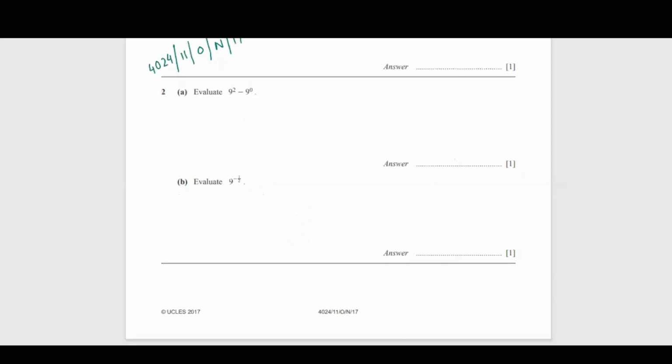Now the 4024 November 2017, this is question number 2 here. Evaluate 9 square minus 9 raised to power 0. 9 square means 81 minus 9 raised to power 0 equal to 1. So your answer will be 81 minus 1, 80.